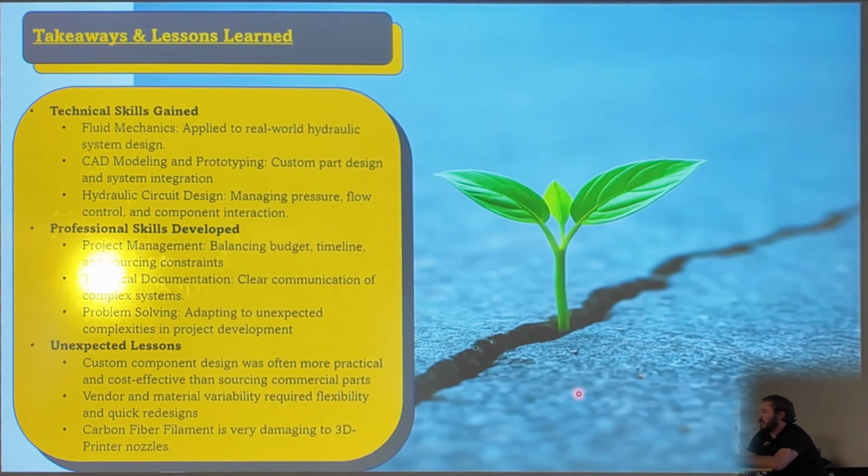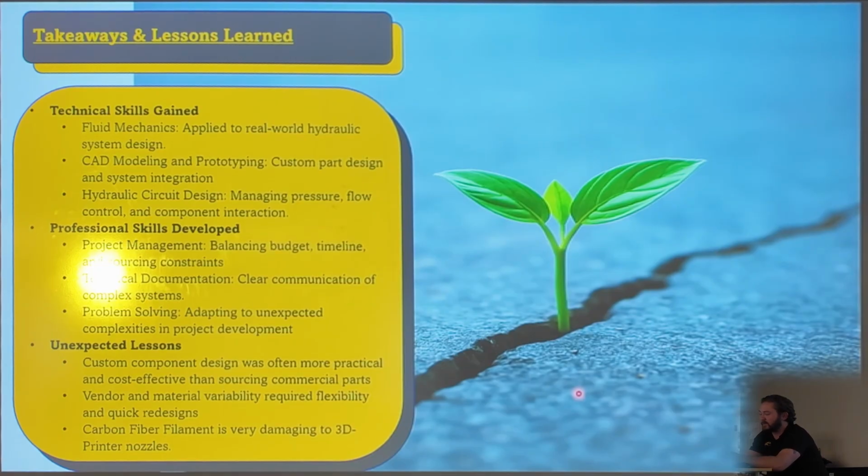I also got some professional skills from this, which is project management. A huge thing is balancing your budget and timeline, as well as your sourcing constraints. Those things put a very large slowdown on my process, so they're really good skills that I have gotten out of this.